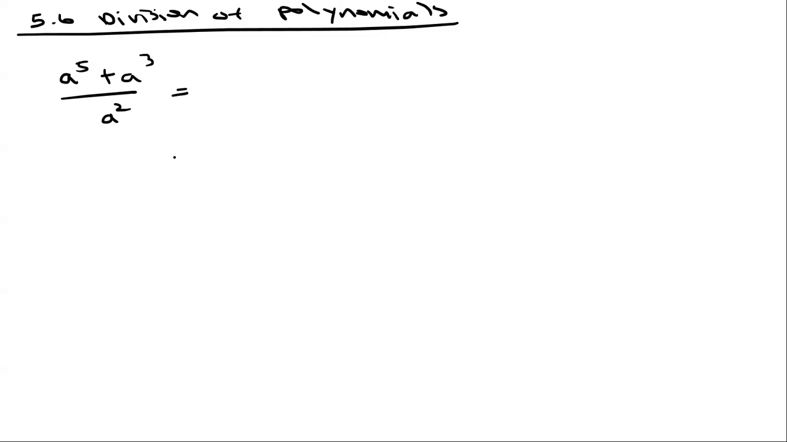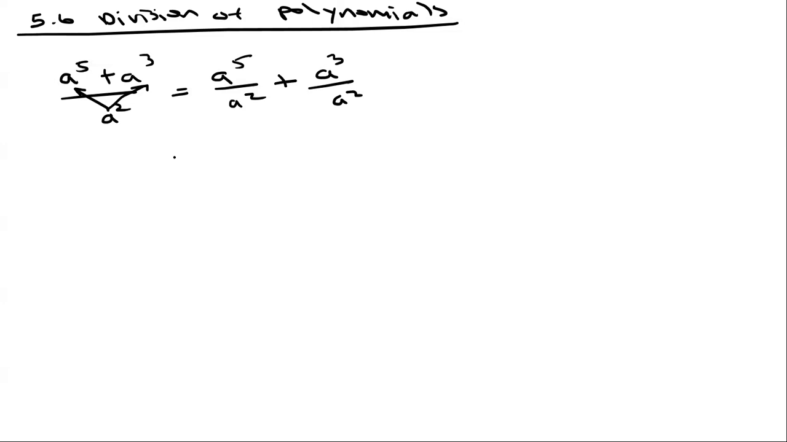So what do I mean by that? I can divide a squared into here, and then divide that also into here. So I can break this down to a to the fifth divided by a squared. Now I can only do that because I only have one term in the denominator. Same thing for this one here. I can rewrite this as a cubed over a squared.